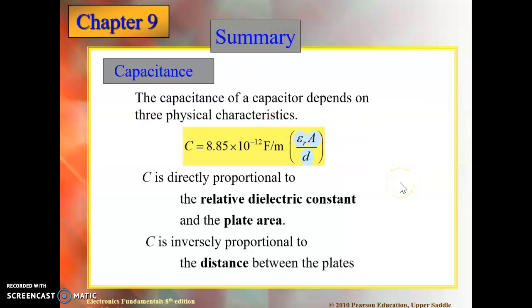How to design a capacitor? The capacitance of a capacitor depends on three physical characteristics, just like resistors, which also depend on physical characteristics. A capacitor's capacitance is directly proportional to the dielectric constant times the area of the plates, and inversely proportional to the distance between the plates. These are the three components that I can play with to design my capacitor.